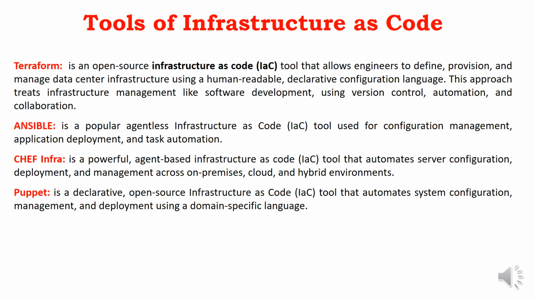Ansible. Ansible is a popular agentless infrastructure as code tool used for configuration management, application deployment, and task automation. Chef Infra. Chef Infra is a powerful agent based infrastructure as code tool that automates server configuration, deployment, and management across on premises, cloud, and hybrid environments. Puppet. Puppet is a declarative open source infrastructure as code tool that automates system configuration, management, and deployment using a domain specific language.